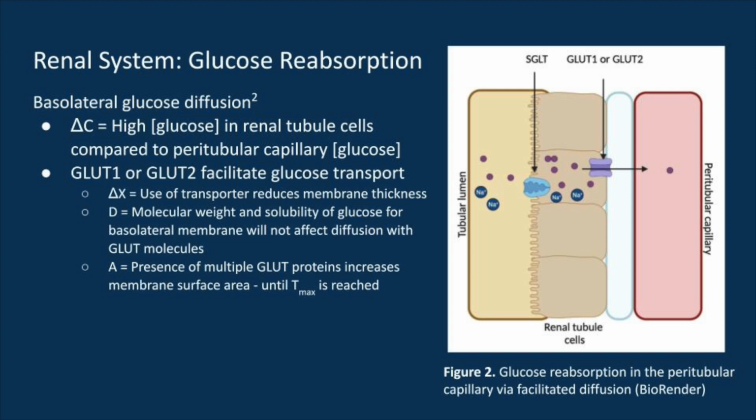GLUT1 or GLUT2 are facilitating glucose transport, which cuts through the issue of having to deal with membrane thickness as well as the molecular weight and solubility of glucose for the basolateral membrane. The surface area increases because there is a presence of multiple GLUT proteins that increase the membrane surface area coefficient until the transport maximum is reached when all GLUT protein transporters are being used.